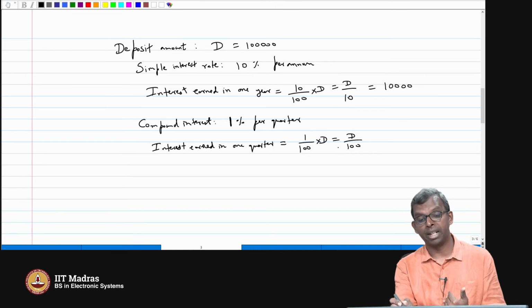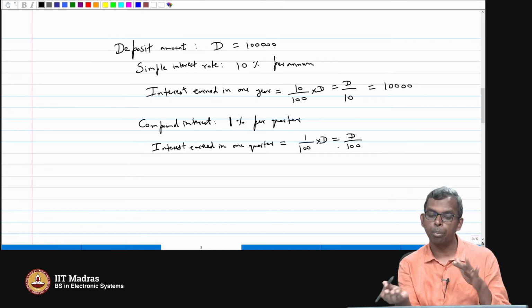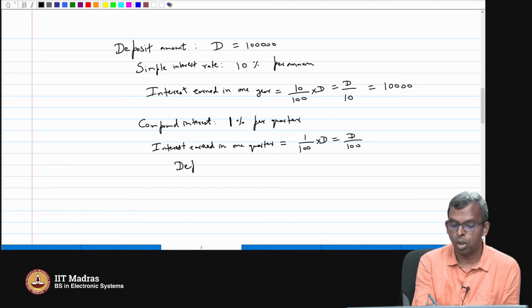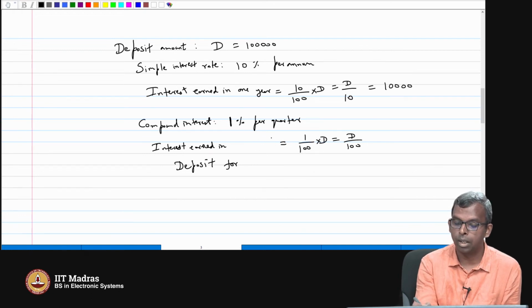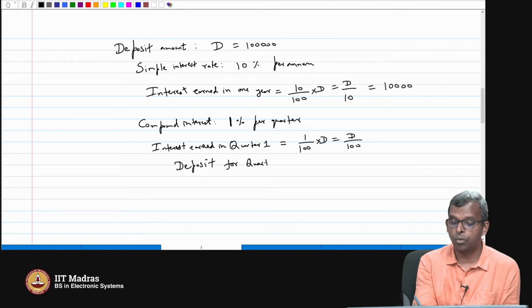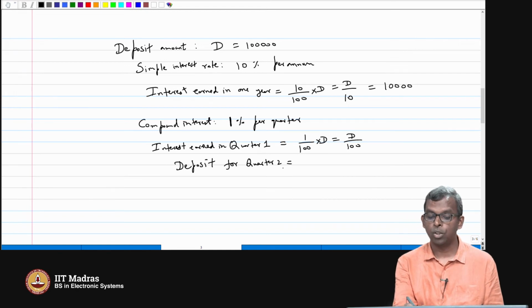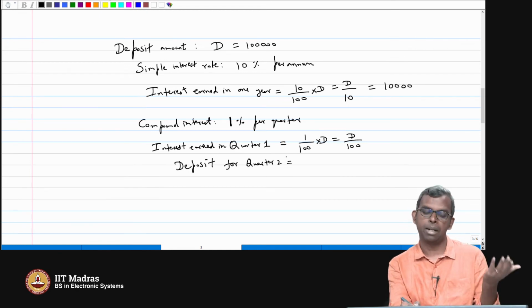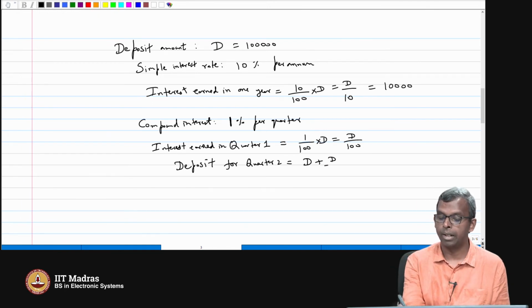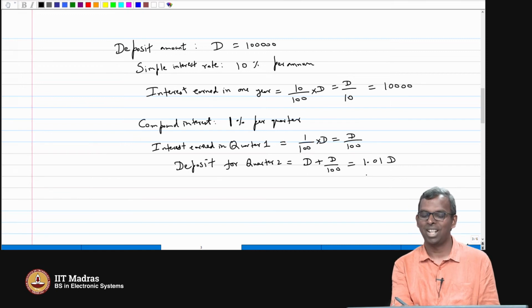But I don't take this money out immediately, right? I'm going to take it only at the end of the year. So what do I do? I compound. So now the deposit for the next quarter. Let me just say quarter 1. What is the deposit for quarter 2? Initially the deposit was D. At the end of 1 quarter, you got D by 100. You invest the D by 100 back into your deposit, right? So it's going to be D plus D by 100. Another way in which people write this is to take the D common out and you'll get 1 plus 1 by 100. So it becomes 1.01 D. Do you agree? Simple calculation.